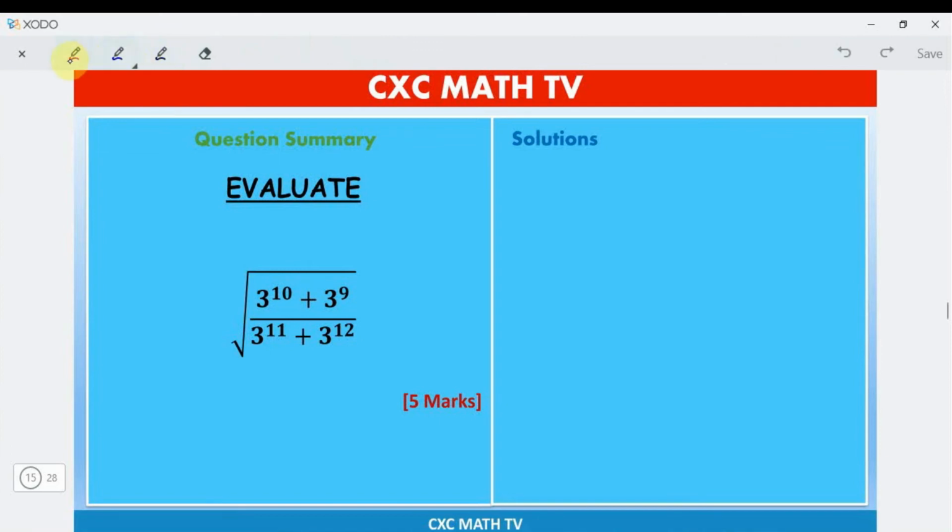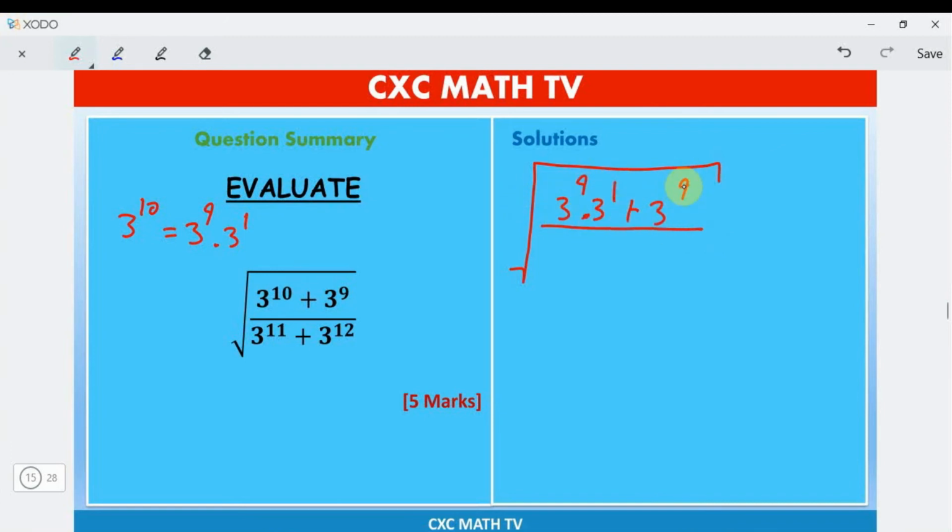Now, in order to do this, the first thing we realize is that let's not trouble the square root for now. We need to apply law of indices, right? So the square root has nothing on us. If we notice 3 to the 10 and 3 to the 9, both of them have 3 to the 9 in common. We can rewrite 3 to the 10 using law of indices as 3 to the 9 times 3 to the 1.